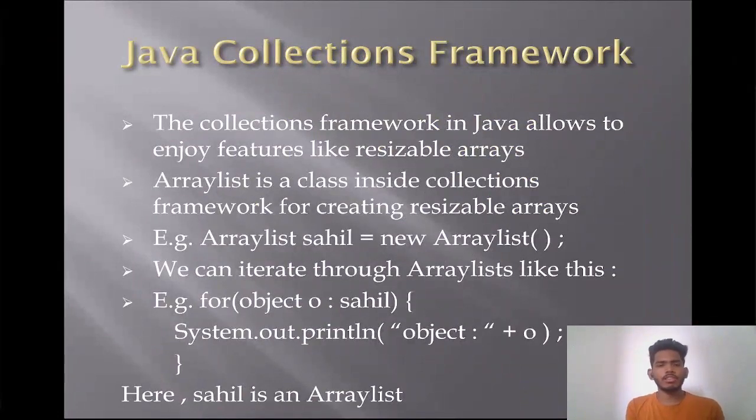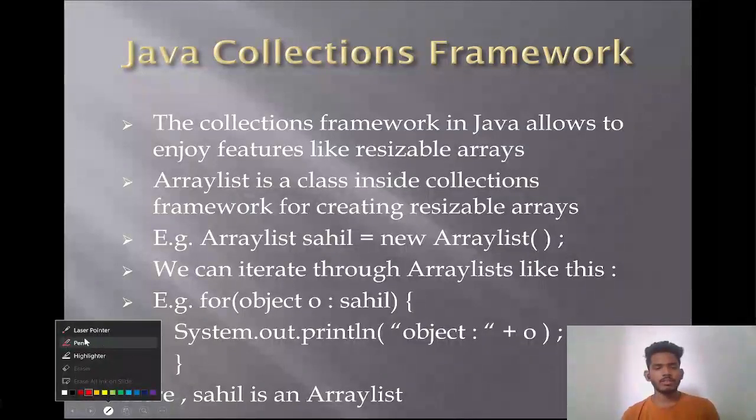So what is the Java collection framework? The collection framework in Java gives us things like a resizable array. The array we have created has a fixed length. For example, we inserted 4 objects, so it has a fixed length of 4 objects. But the collection framework gives a resizable array, and here we can see the syntax for that.